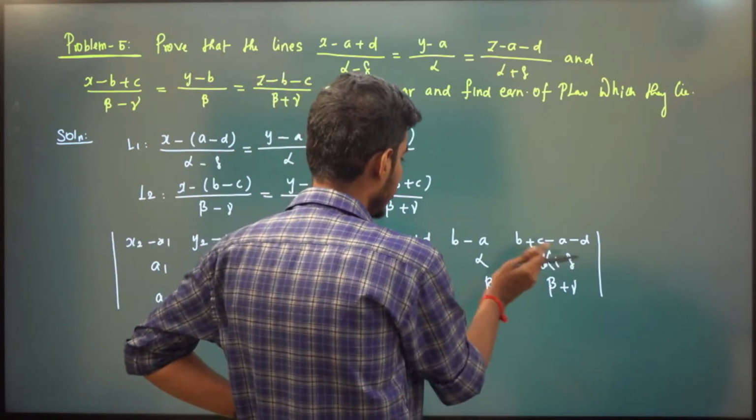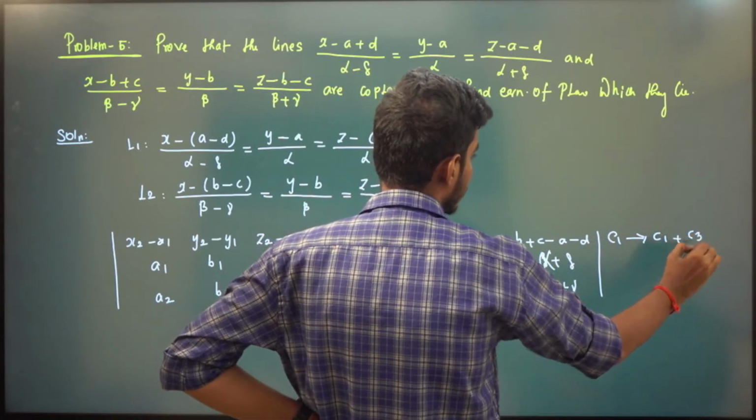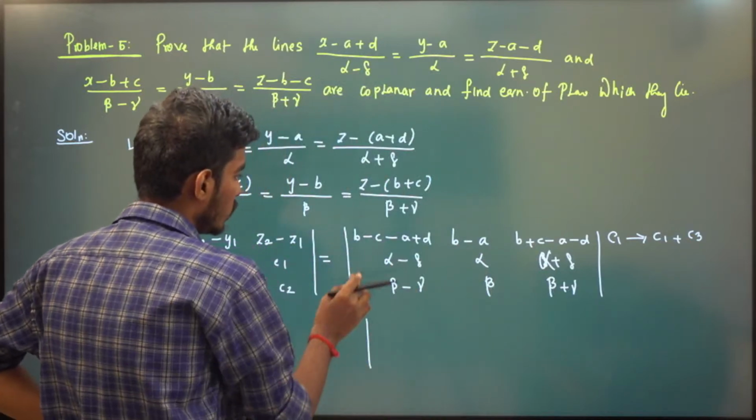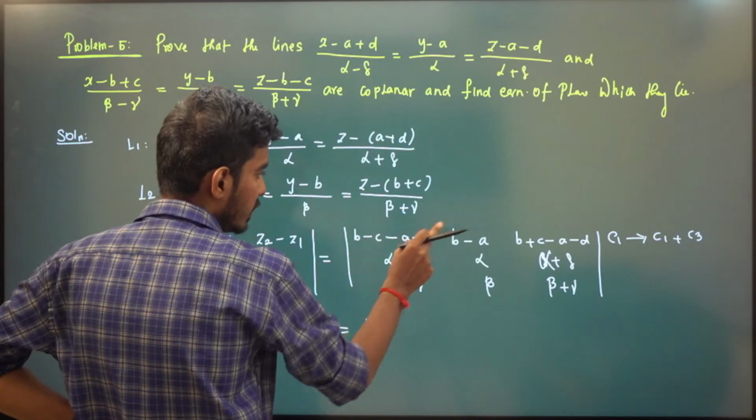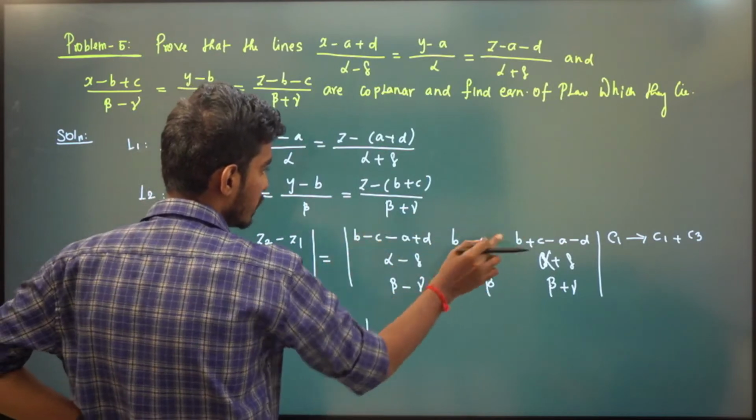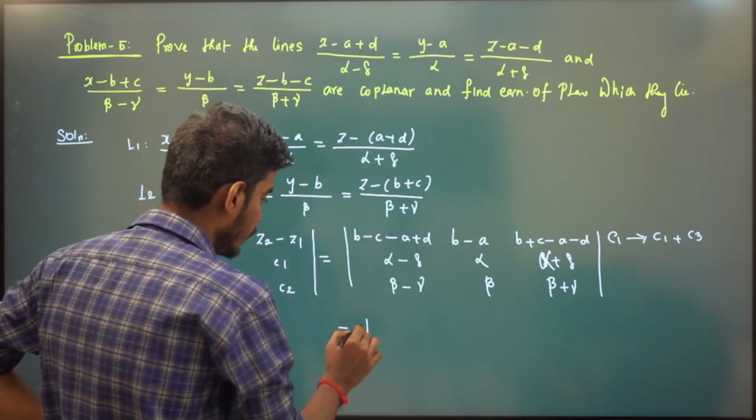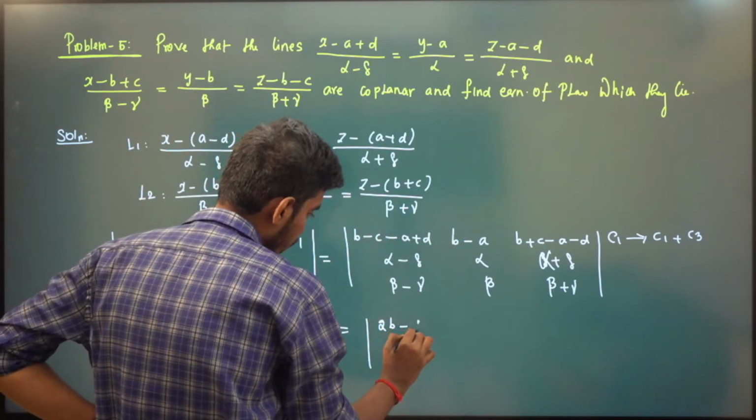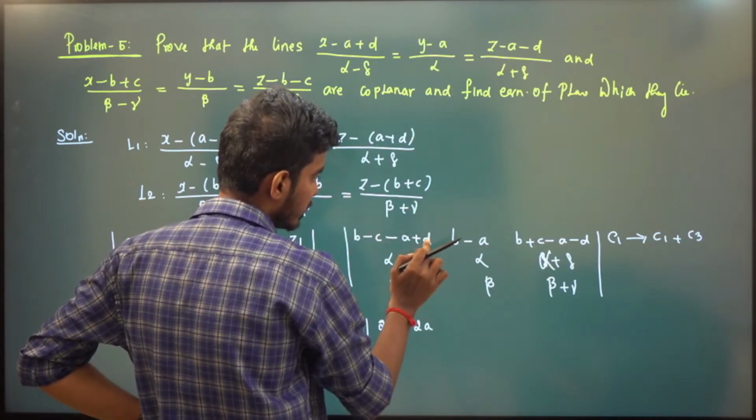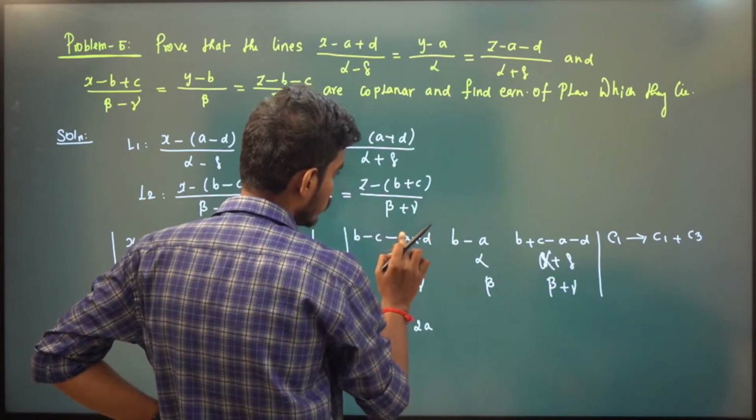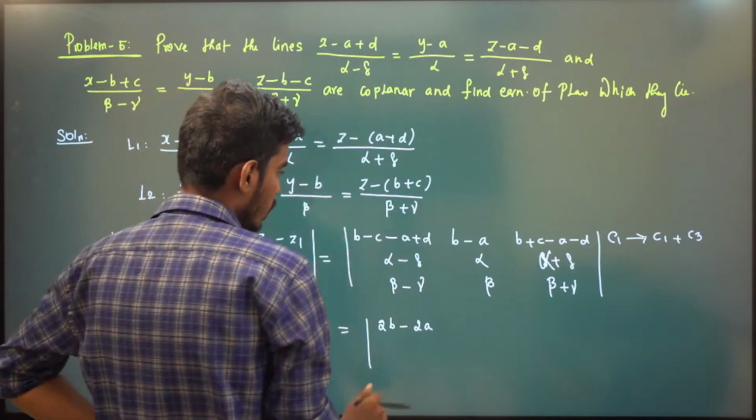So I'm just going to add these two columns. So column 1 is equal to column 1 plus column 3. If I add these two columns, minus c plus c will get cancelled, b minus b will get cancelled. So b plus b is 2b, we will have 2b minus 2a, right? 2b minus 2a, this is what we will have if I add these two columns.